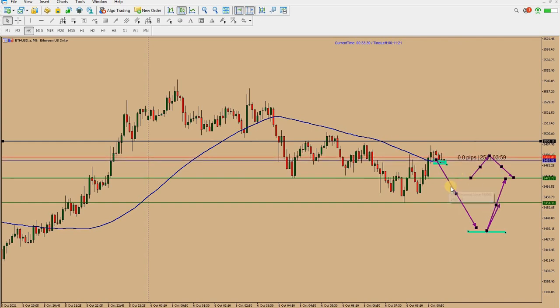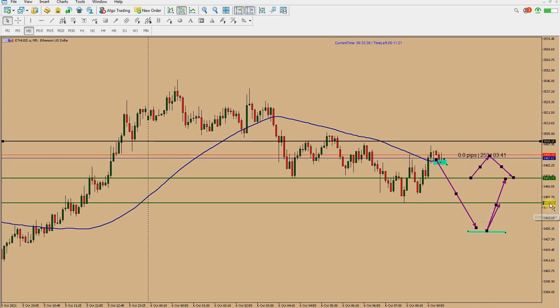I'll probably leave this one for a future video if I want to make another video, and if the market reaches this area and we are still under the 60 simple moving average, then we can buy the market to this 3,454 level and 3,472 level. I just leave those arrows for future reference. If I decide to make another video, if I have time, I would do it.